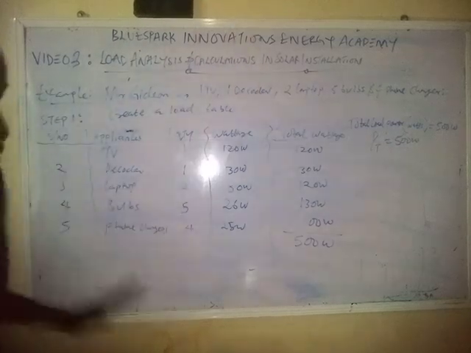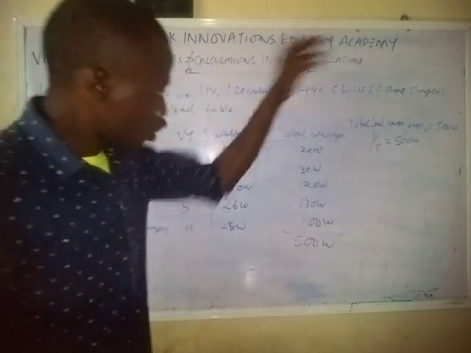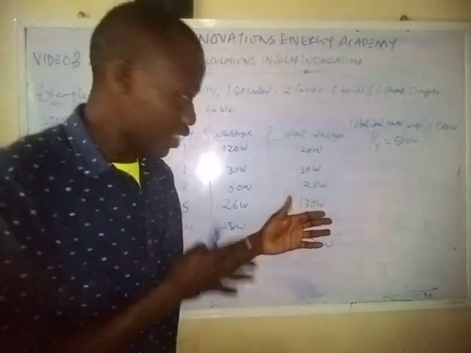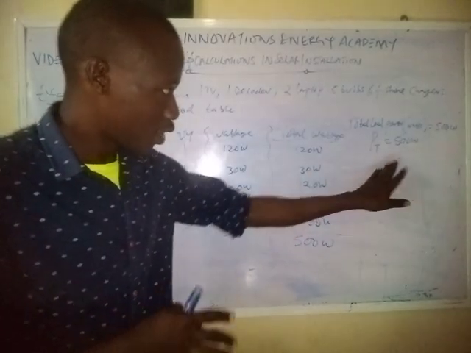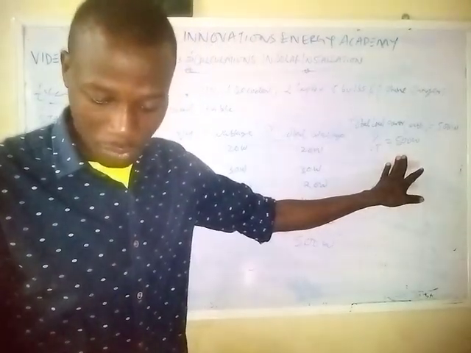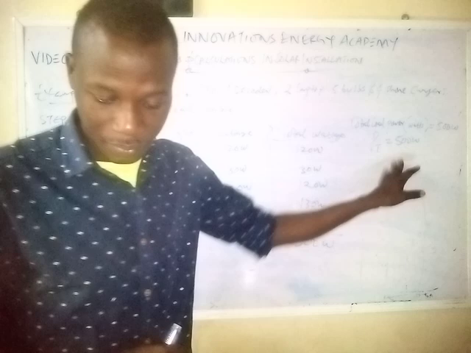So all the appliances Mr. Gideon wants to use on his solar system is what? 500 watts. I hope you understand.